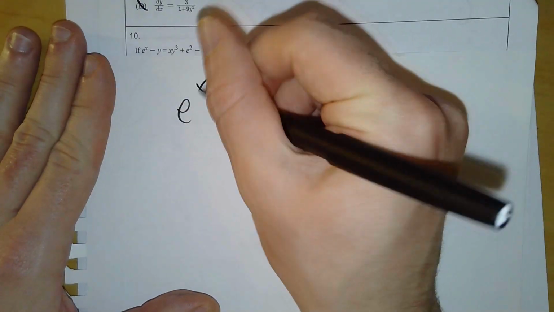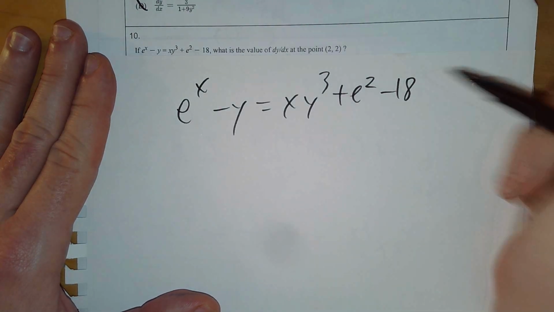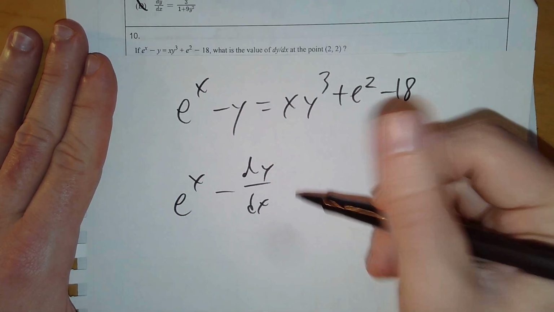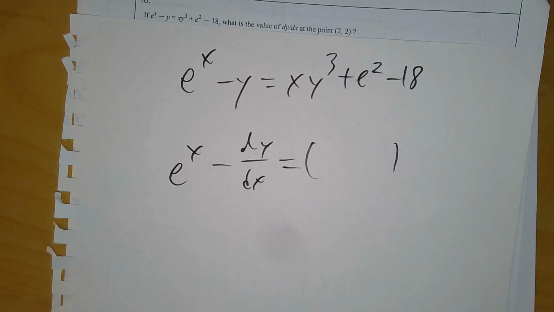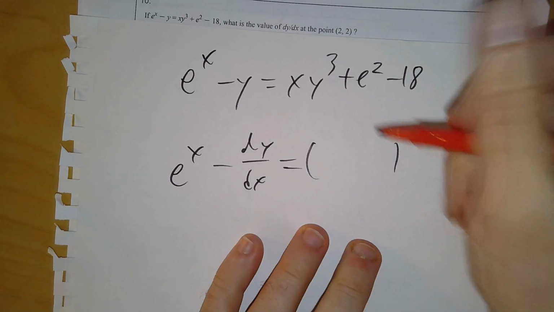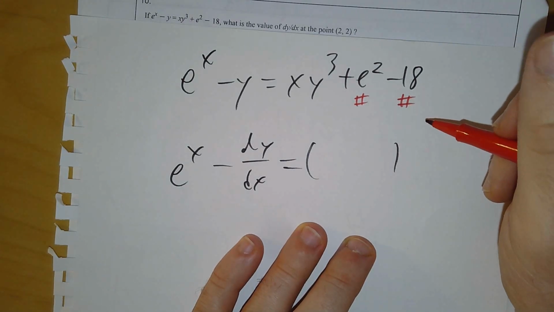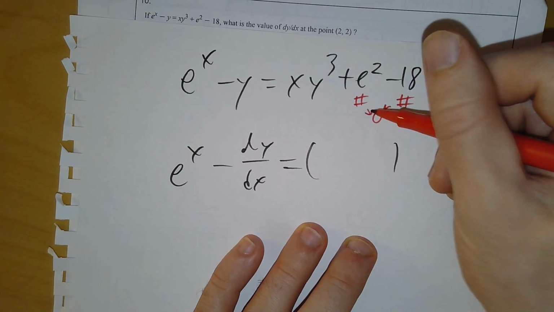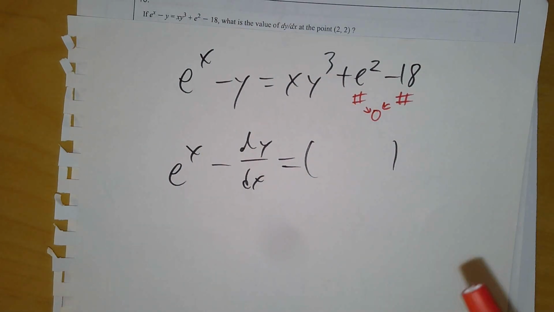Let's write it out. e to the x minus y equals xy to the third plus e squared minus 18. Just gotta be careful. The derivative of e to the x is e to the x. That's minus dy/dx. This is a little product rule right here. And then, be careful here, guys. What's e squared? Well, e is a number, right? This is a number. This is also a number. So they go to 0. They are zeros. Make sure that's clear. If it's a number, don't get fooled. That is not 2e. e is not a variable. e is a number.